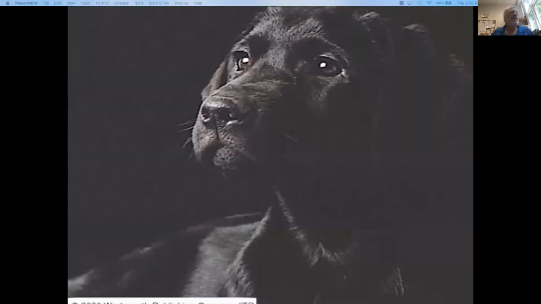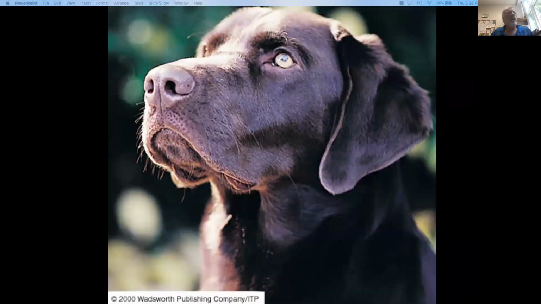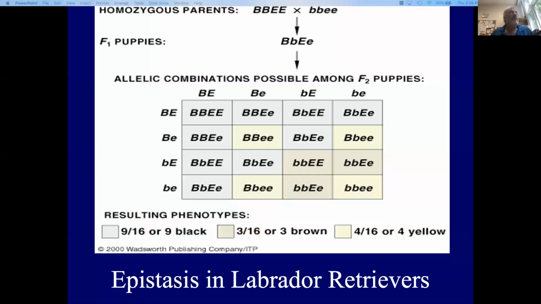So here's our black lab, big B and big E in the genotypes. Here's a blonde lab, little e, and the B's don't matter. And then a chocolate lab or brown lab, which is little b, and a big E to allow pigment deposition. So if we cross our F1 puppies, so here we're crossing a homozygous black lab, big B, big E with a homozygous yellow lab, little b, little e. All our F1 puppies are big E, little e, and they're all black puppies.